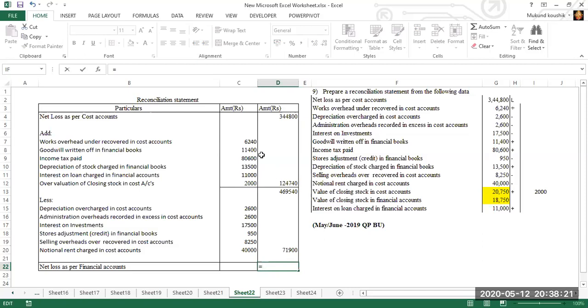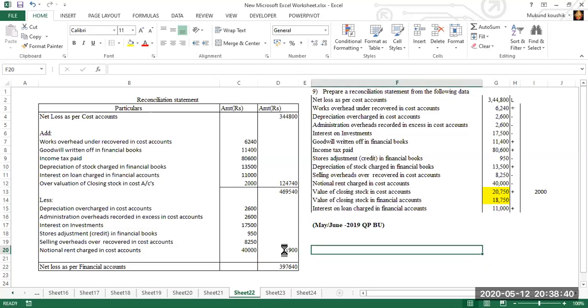Now we started the problem with net loss as per cost account. Then again to this we have to add a total of all the items which we have added. Then again we have to deduct the items which we have subtracted. So total will be 3,97,640. So this is your net loss as per financial account. So this is how you have to prepare reconciliation statement.